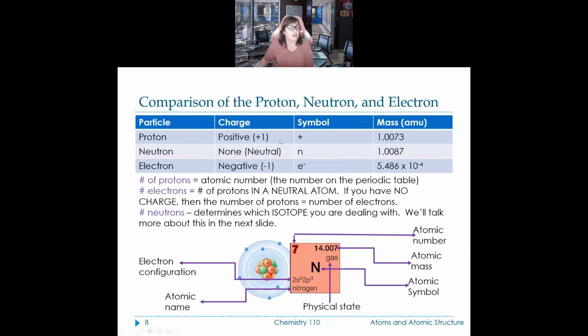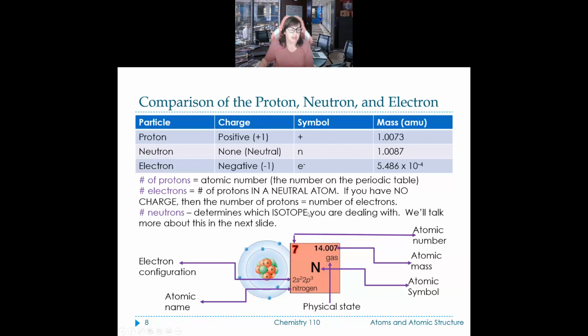Another chart for this, we have the same information: proton, positive, symbolized as a plus, and the atomic mass unit is 1.0073. Now, the number of protons is equal to the atomic number. The number of electrons has to equal the number of protons in a neutral atom. We'll talk about things that are not neutral atoms in a few minutes. And the number of neutrons determines which isotope we're talking about. Again, we'll talk about those in a few minutes.